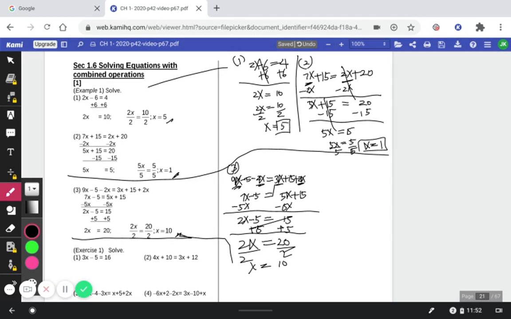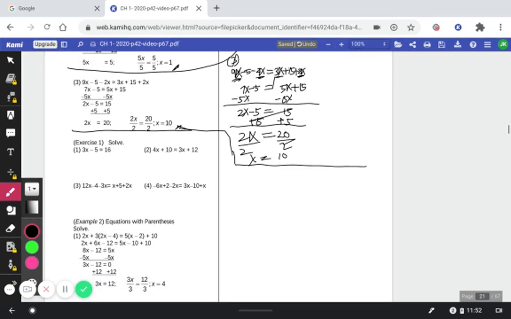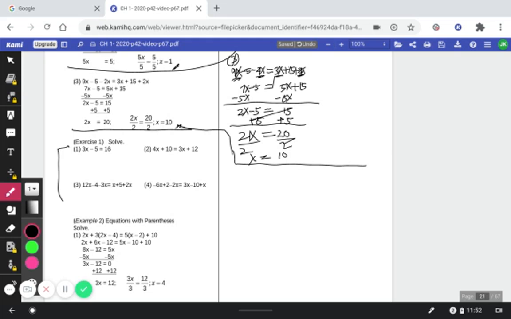So now try this practice on your own by doing exercise 1. Pause your video, do these 4 questions, and check your answers with the answer key in the back. Pause the video and do these 4 questions now. Practice makes perfect.